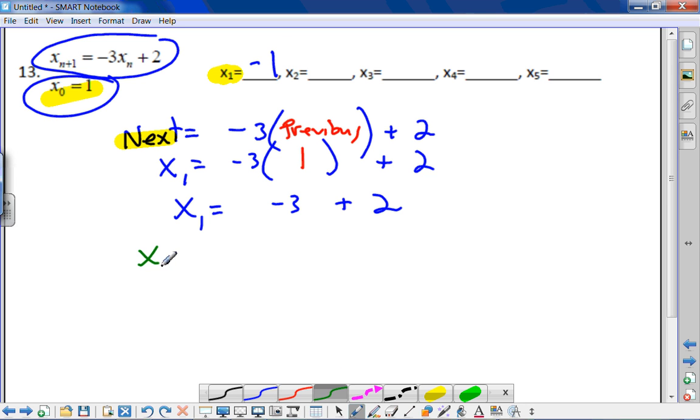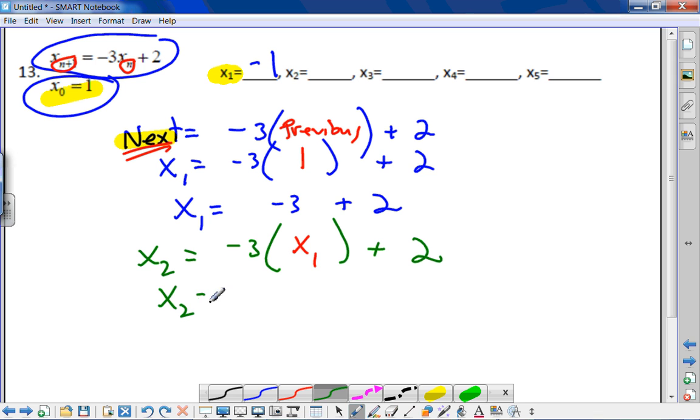The second iteration, we'll do negative 3 times the first iteration. Always uses the previous term, the one before. N plus 1 is always 1 bigger than n. Second term, first term. It's always that way. Well, not exactly always, but for every recursive equation we see in this class, it will be. Don't forget the rest of the rule, plus 2.